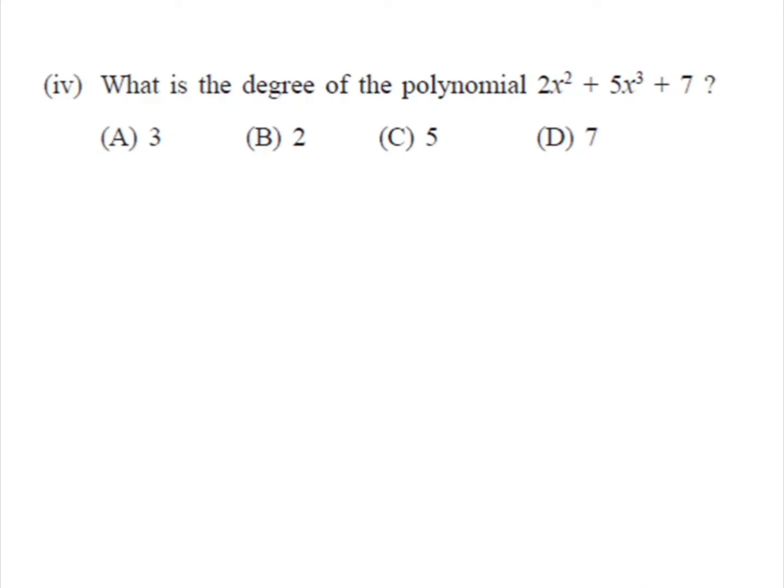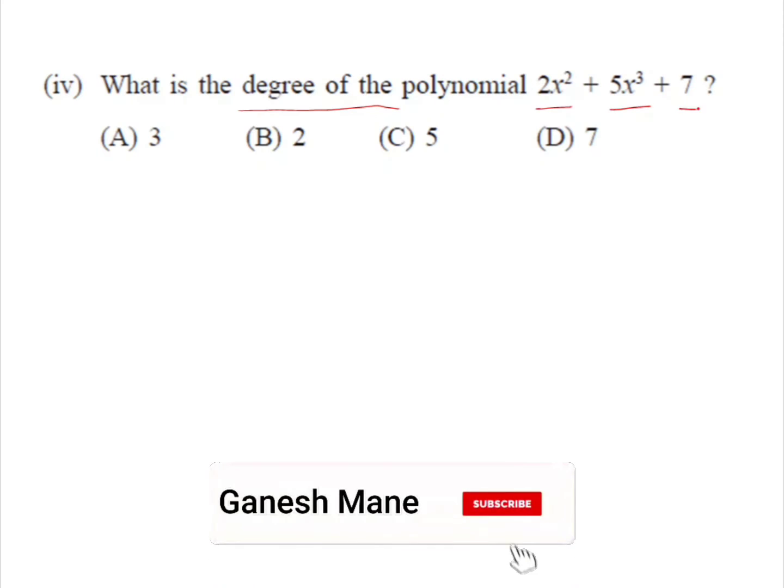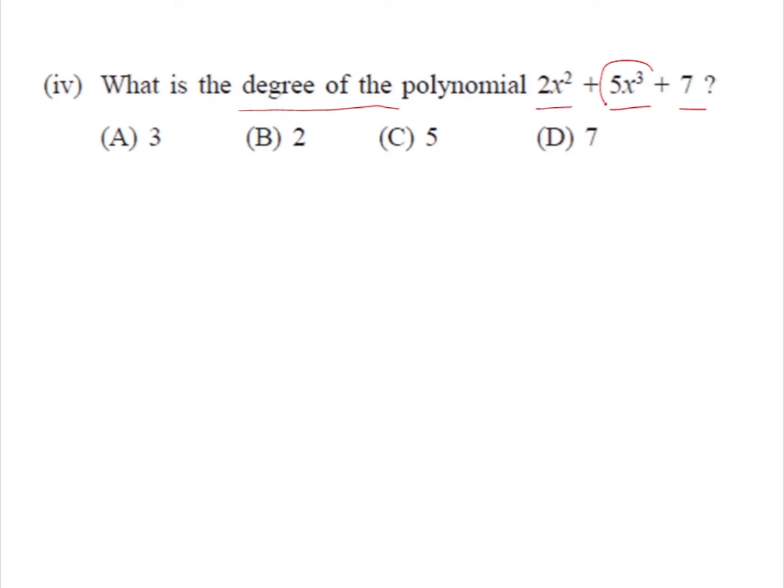Next question is, what is the degree of the polynomial 2x square plus 5x cube plus 7? Options are 3, 2, 5 or 7. We know that the degree of the polynomial is nothing but the highest power of the variable it contains. So here three terms are there, 2x square plus 5x cube plus 7. So amongst these, the highest power of x is 3 in the second term. That's why the degree of this polynomial is 3, option A.